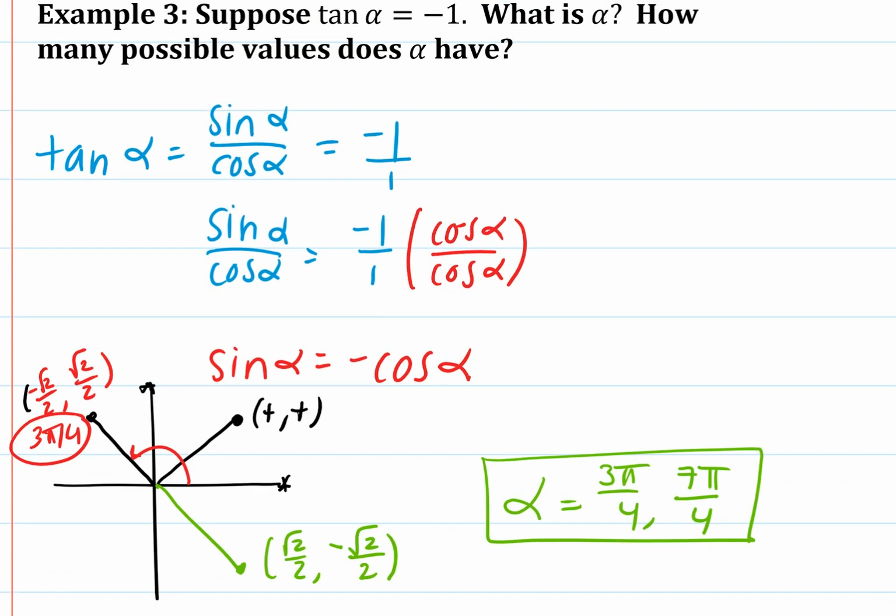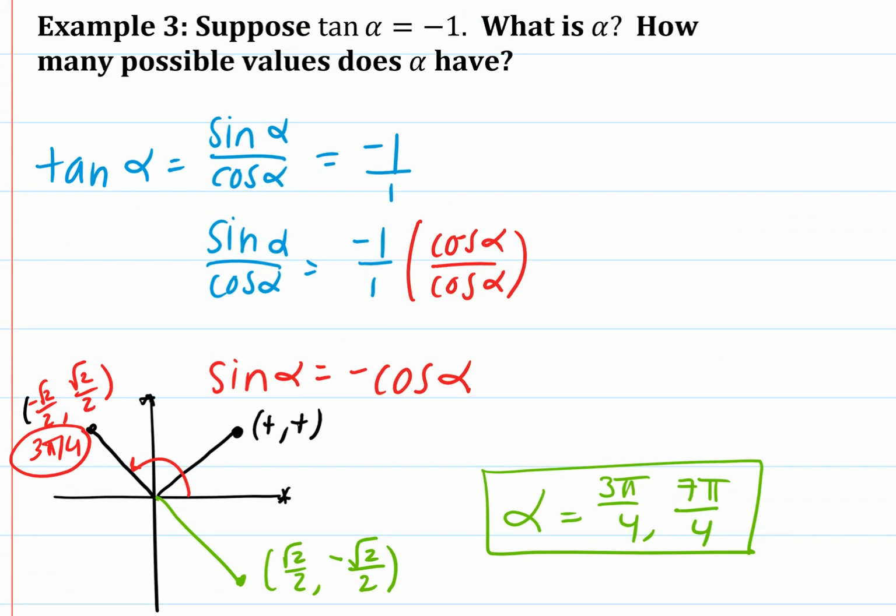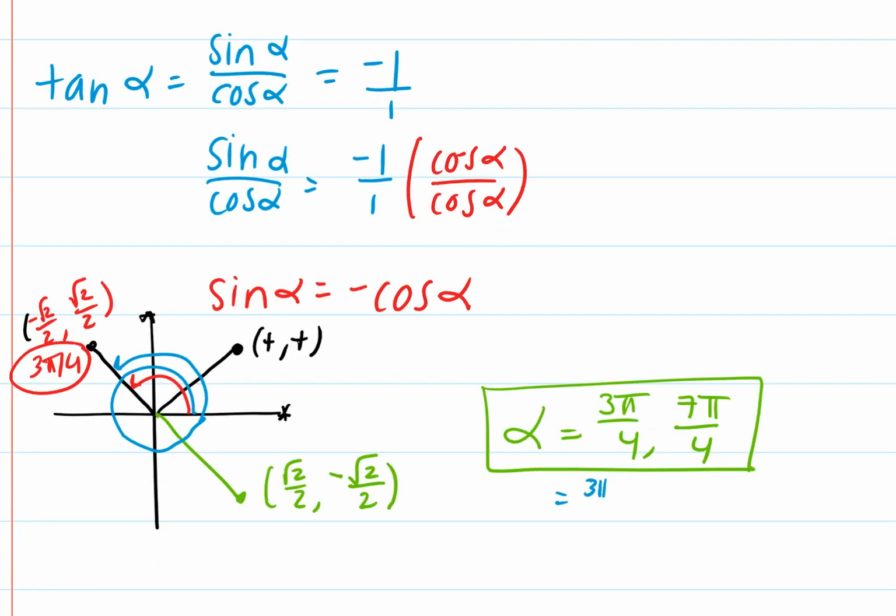But how many such angles does alpha have? Well, we know for sure of 2 examples, but actually there are an infinite number of possibilities. Because you could say, let me start here, go around the circle a full time, that would be 2 pi, and then land here. So also the angle 3 pi over 4 plus 2 pi. But then you could also say, well, let me just go around the circle twice, 2 pi, another 2 pi is 4 pi, and then land here again. So also 3 pi over 4 plus 4 pi.